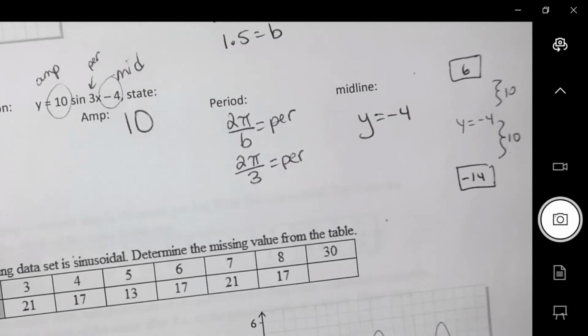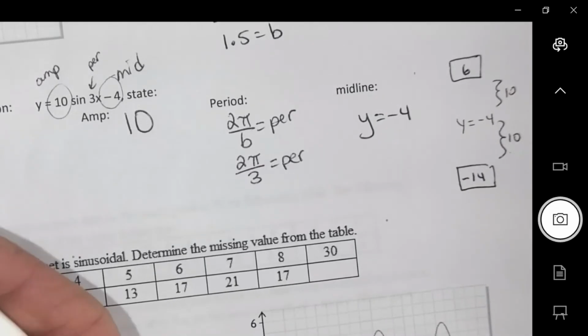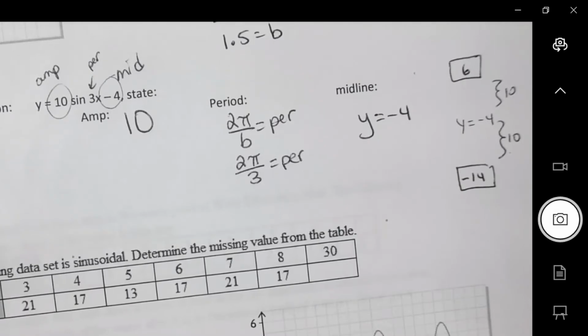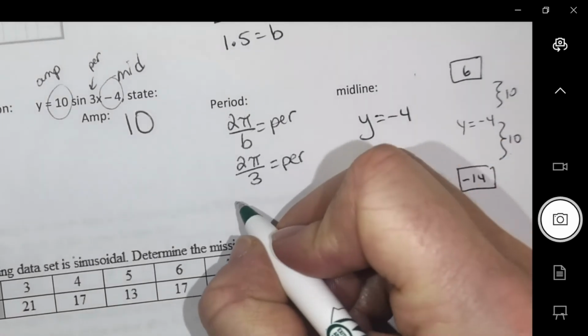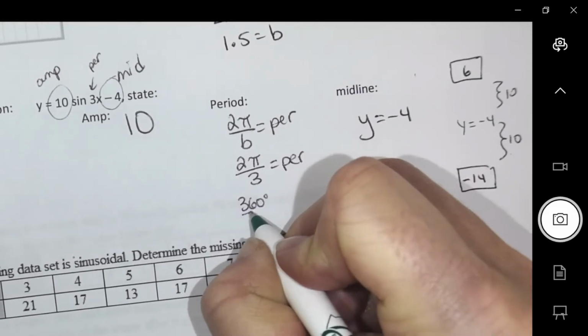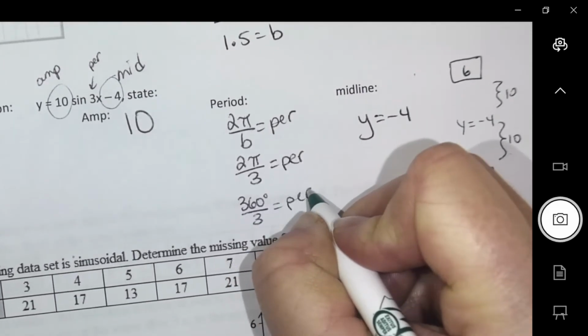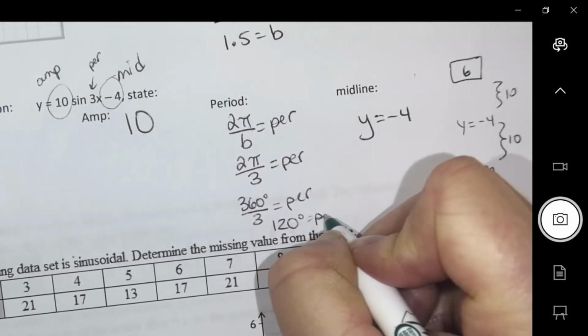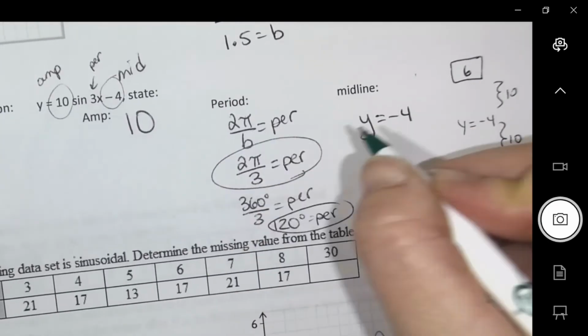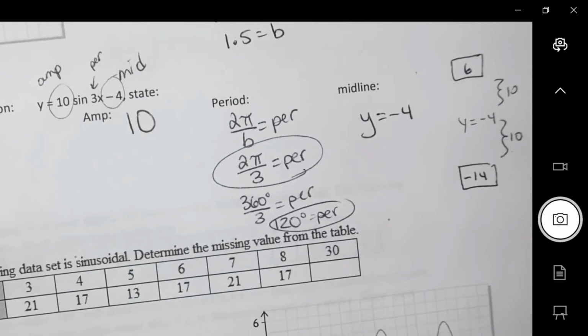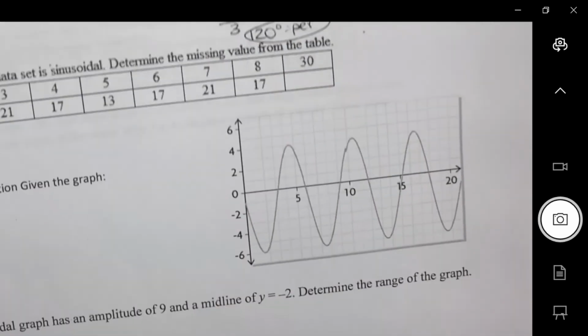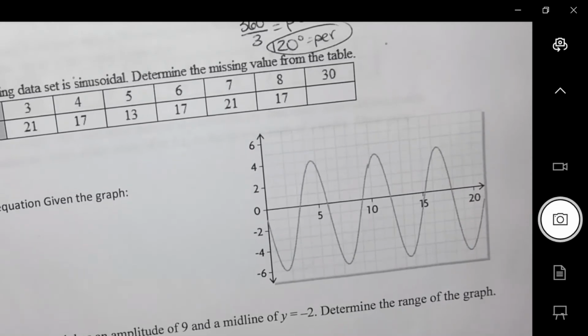Okay, you can leave it. Don't need to do anything with that. You can just leave it as is. If you had answered me as a decimal number, that would have been fine. If somebody had answered me in degrees, that would also be fine, as in 360 divided by 3 equals the period. So if you had answered me as a degree answer or a radian answer, both would be okay.